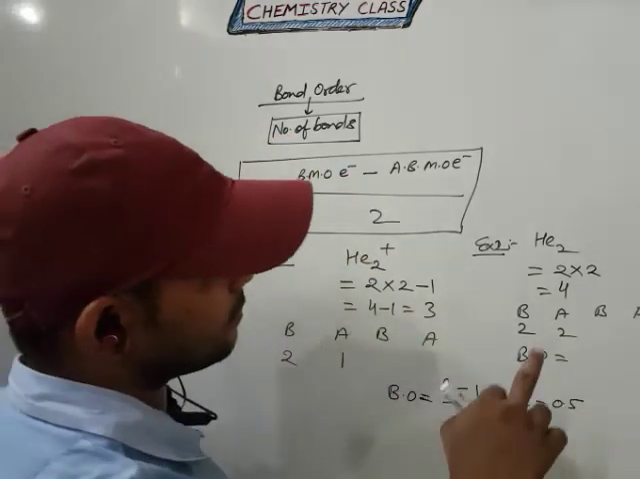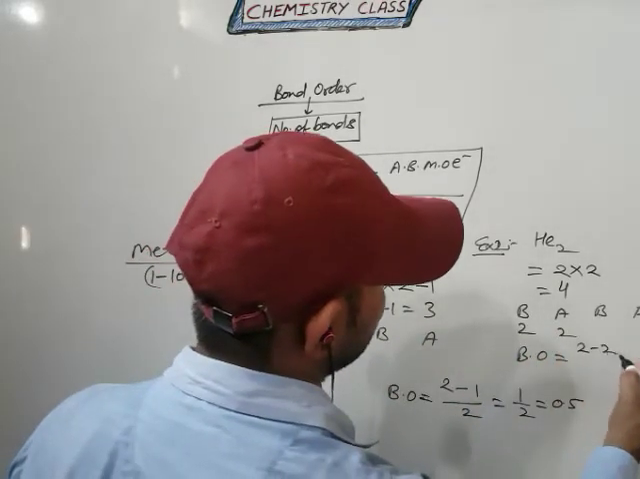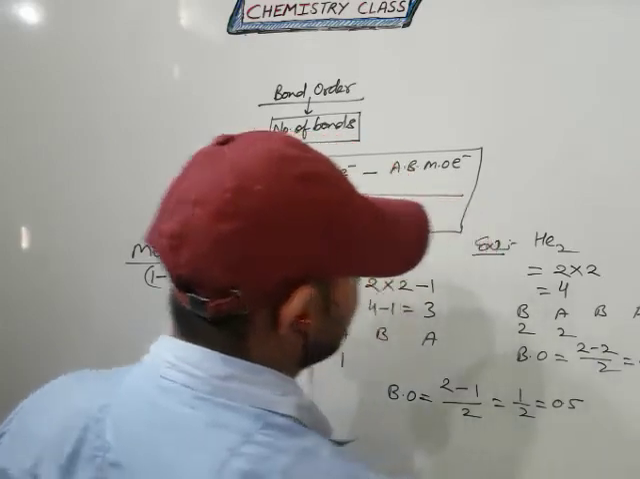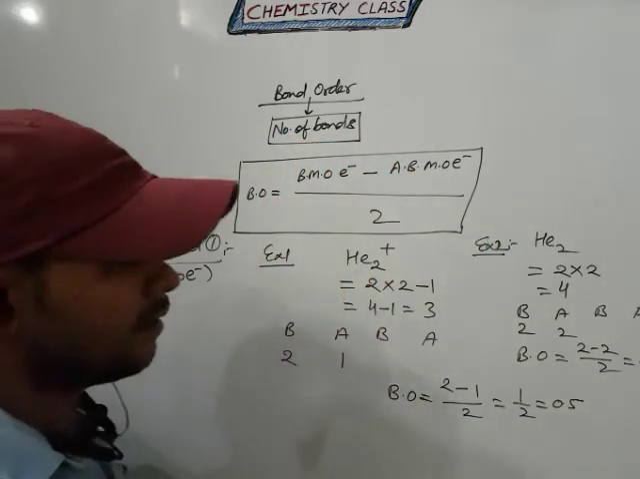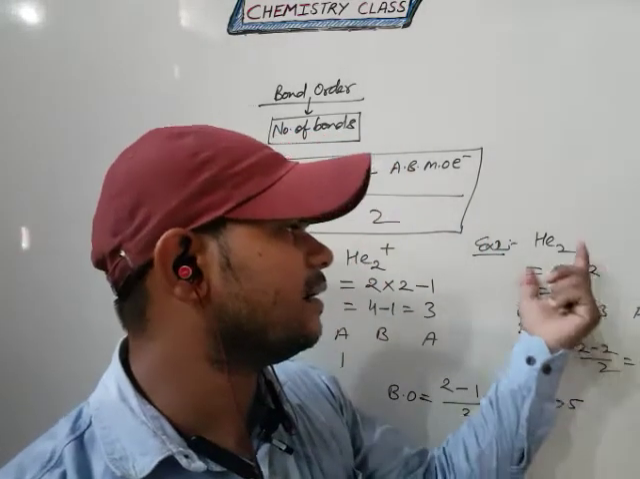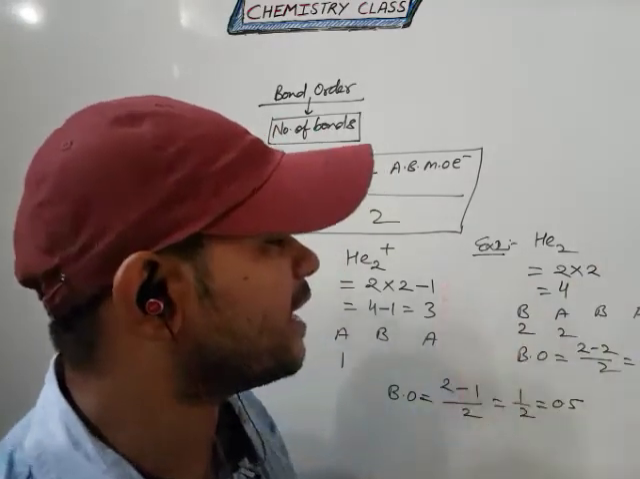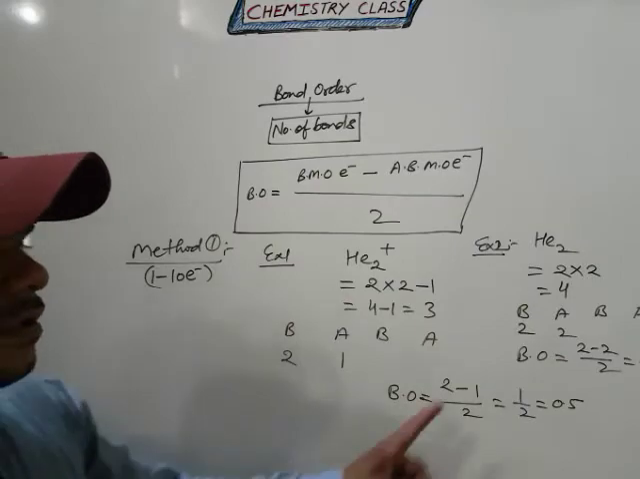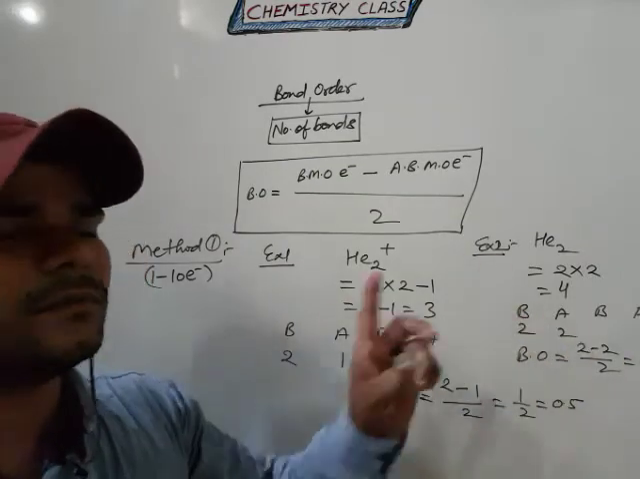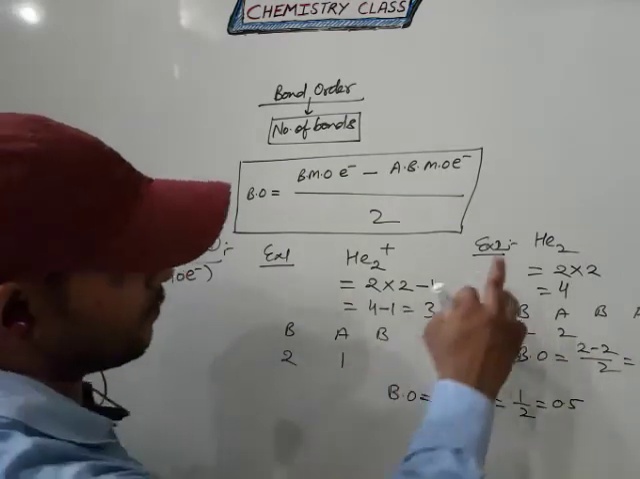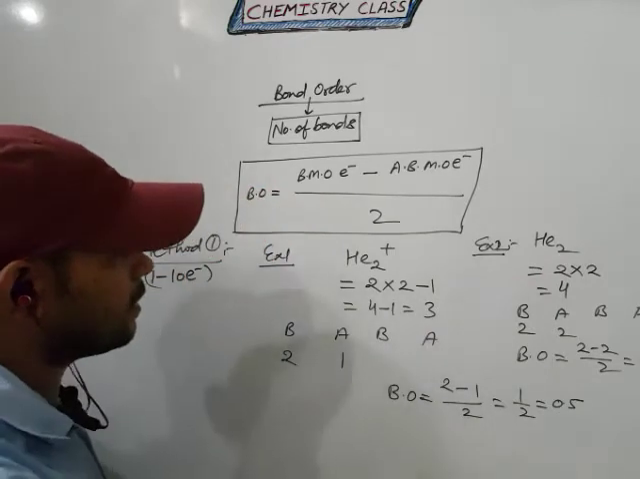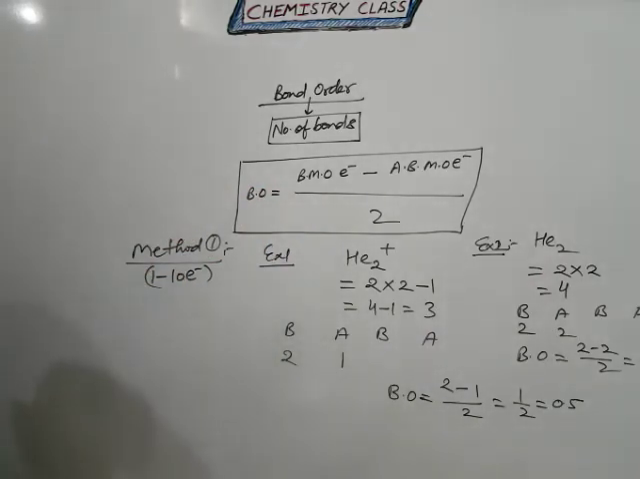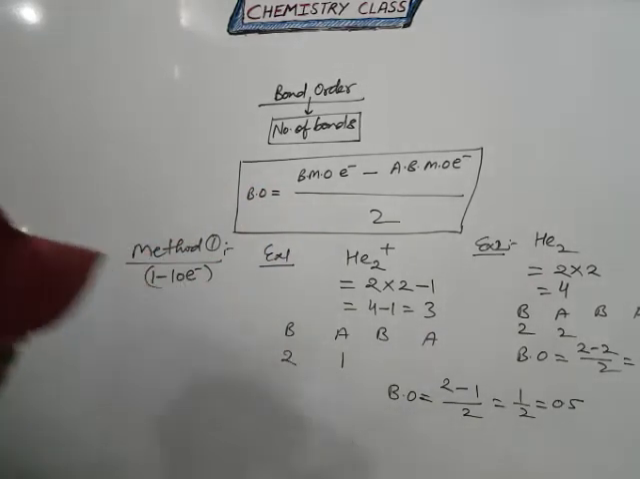Put these values in the formula: 2 minus 2, divided by 2. So it will come 0. That's why the question is, why does helium not form a dimer? That is the main reason, because the bond order is 0. That's why helium can't form a dimer. Clear? I hope you understand method first.